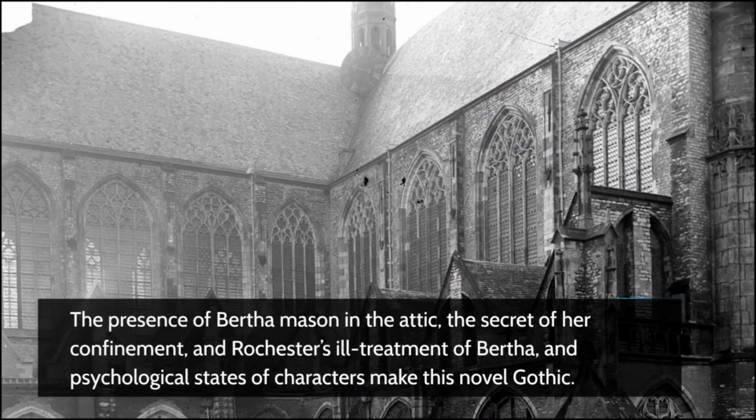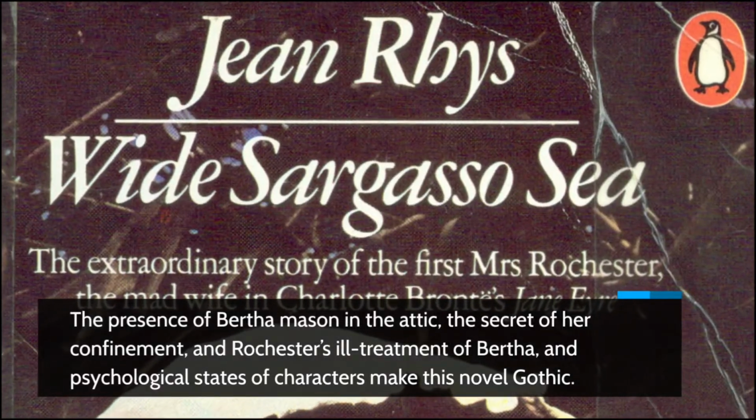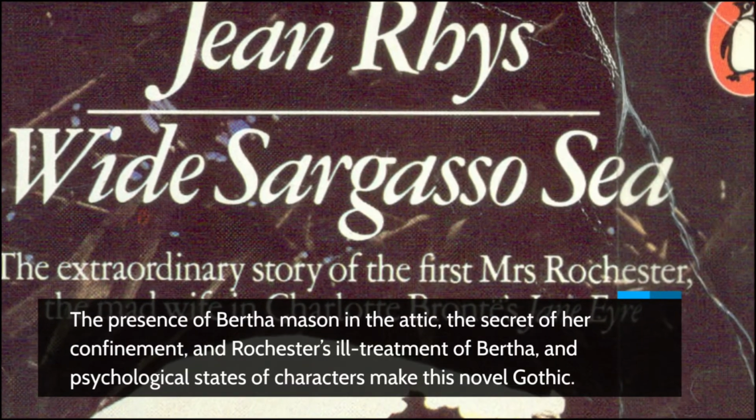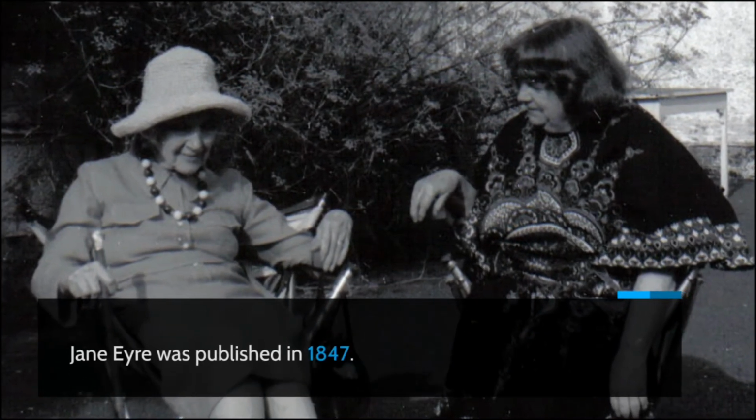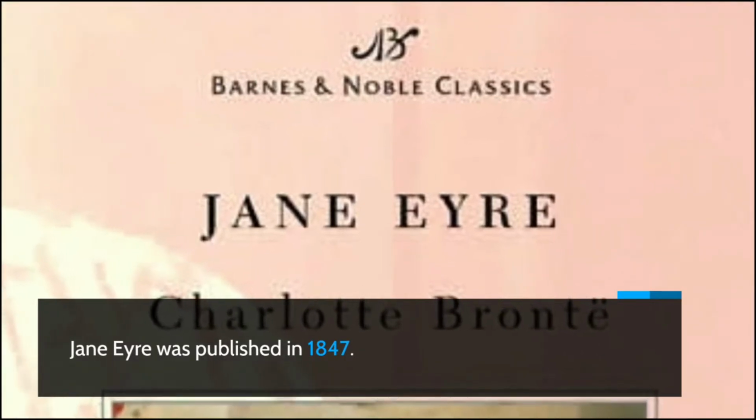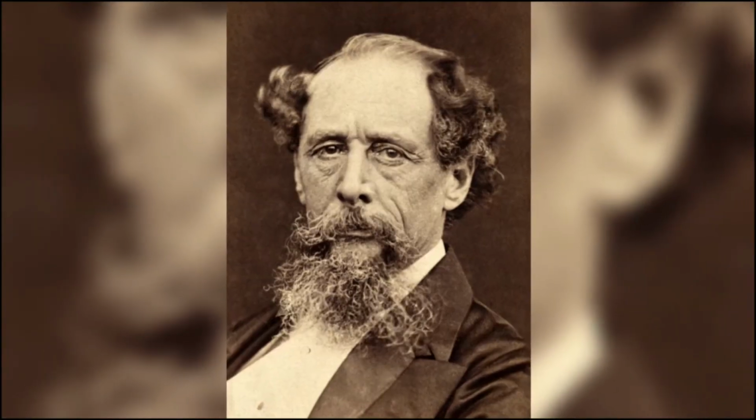The presence of Bertha Mason in the attic, the secret of her confinement, and Rochester's ill-treatment of Bertha, and psychological states of characters make this novel Gothic. Jane Eyre was published in 1847.